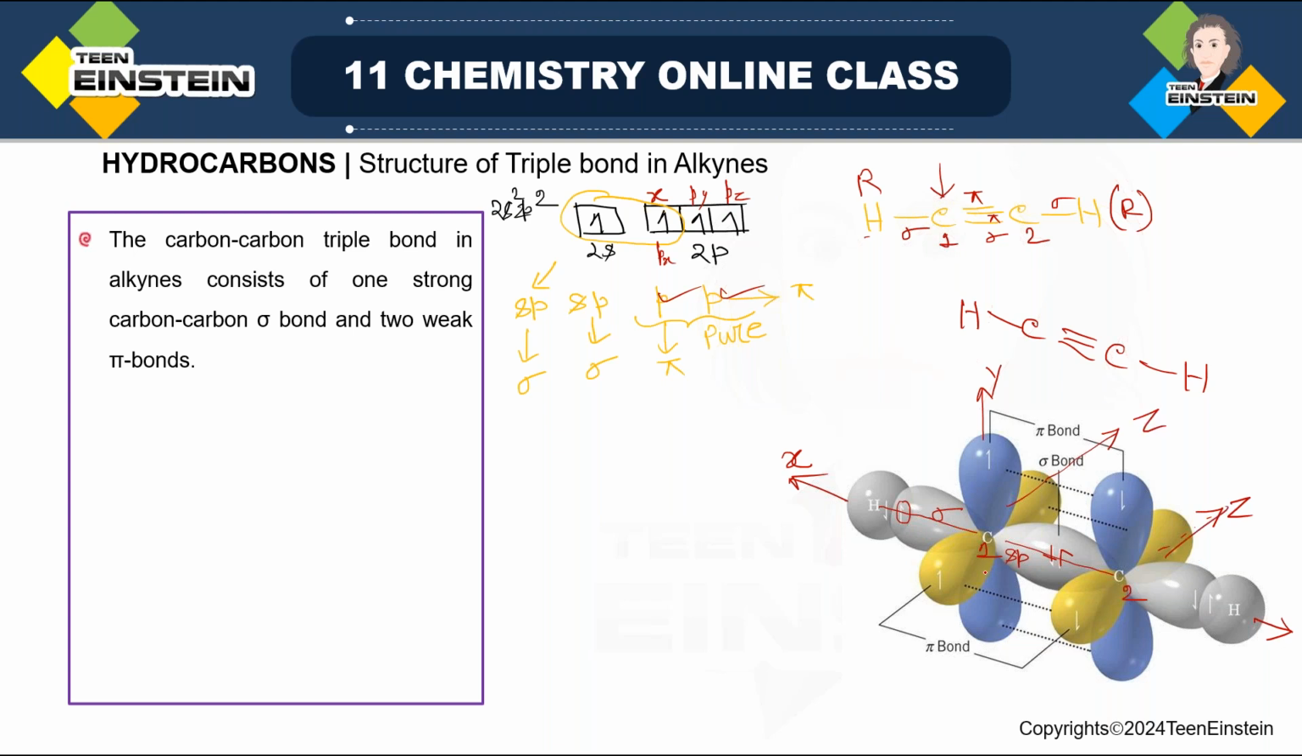So one pi bond will be between py of carbon number 1 and py of carbon number 2. Similarly, the second pi bond will be between pz of carbon number 1, suppose this is z, and pz of carbon number 2. So here the yellow orbital is for, suppose, pz, because it is in the z axis, and the blue one is in the y axis. So in this way 2 pi bonds will be there.